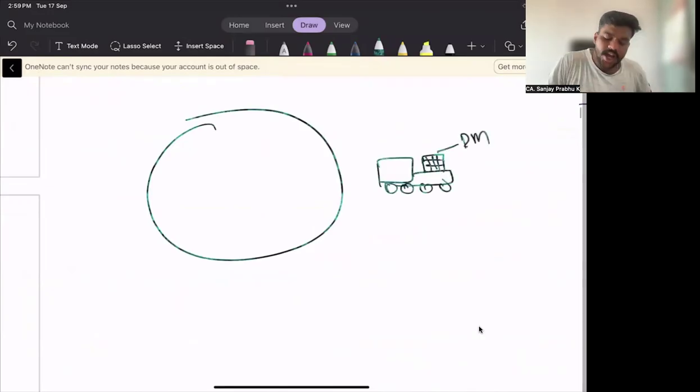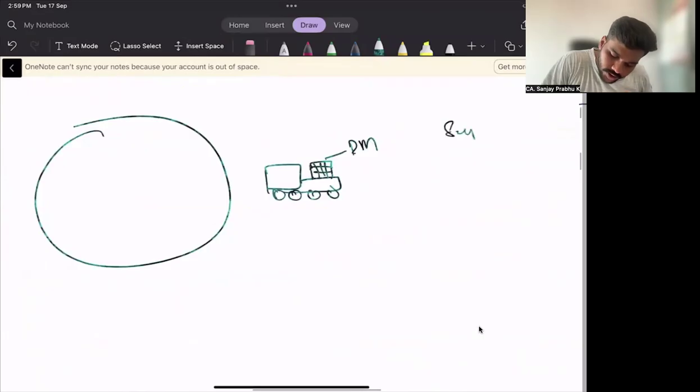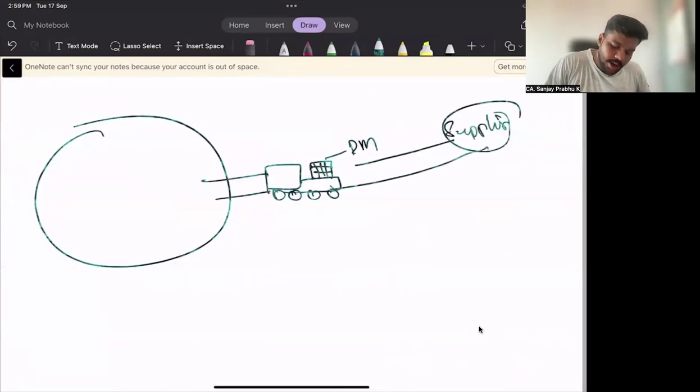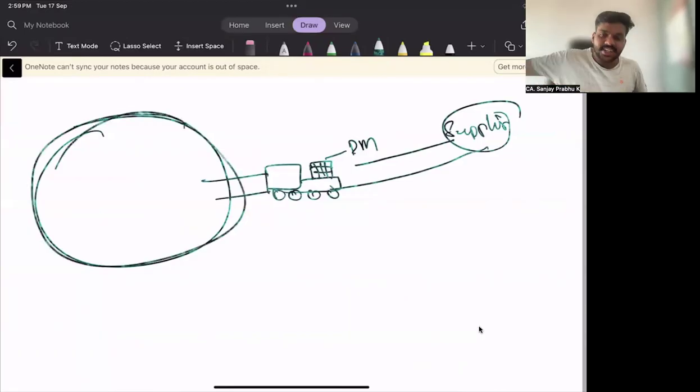I am transporting the raw materials from the supplier. From this supplier I am purchasing the raw material, and this raw material is coming inside the boundary of my organization. This is the boundary. Transportation is called logistics. So if you're bringing the raw materials inside the boundary, it is inbound logistics. That's called inbound logistics.